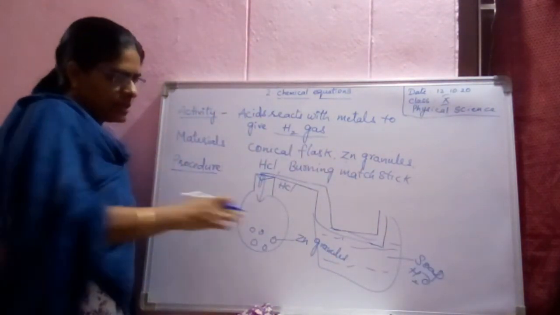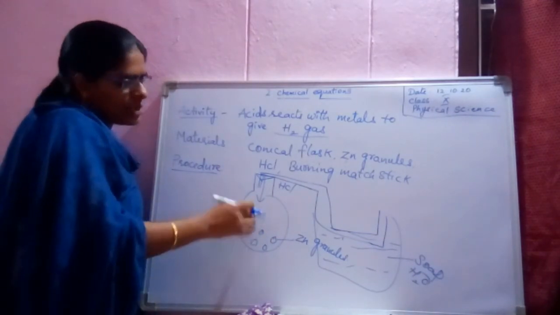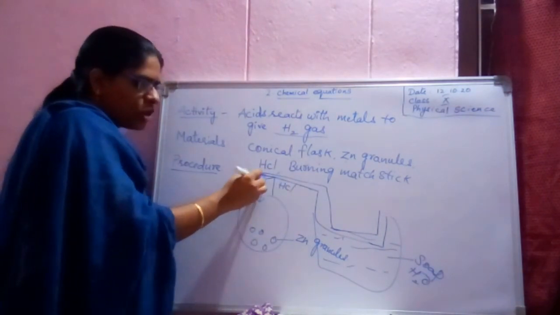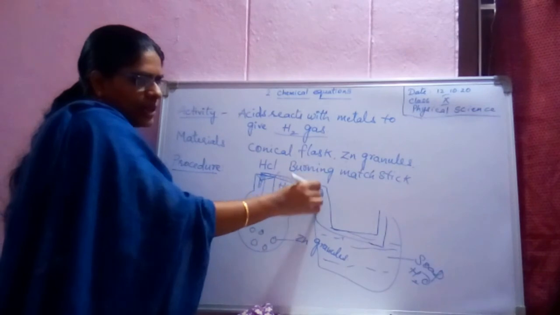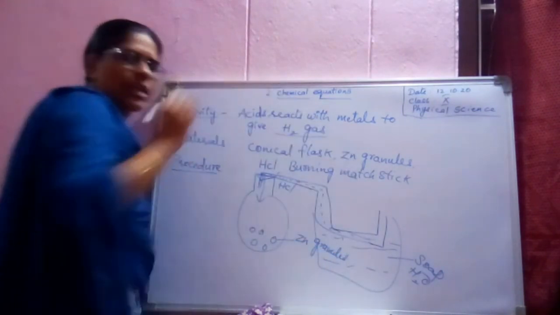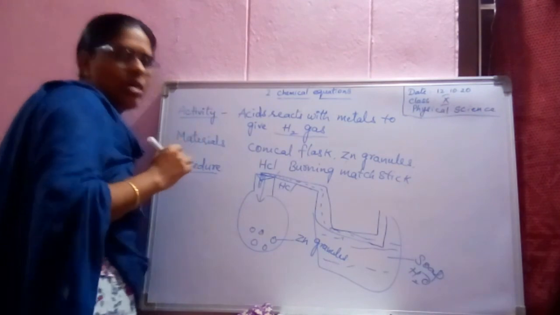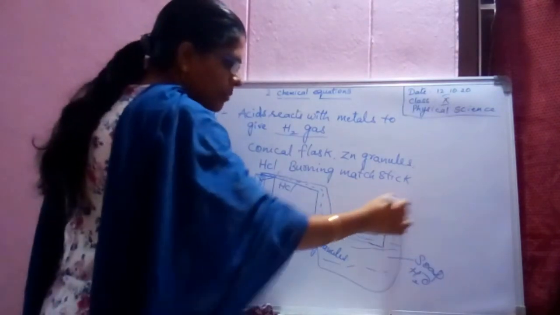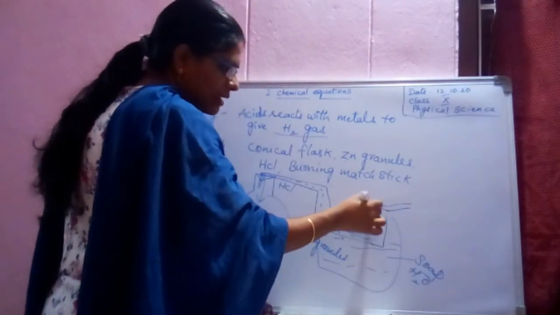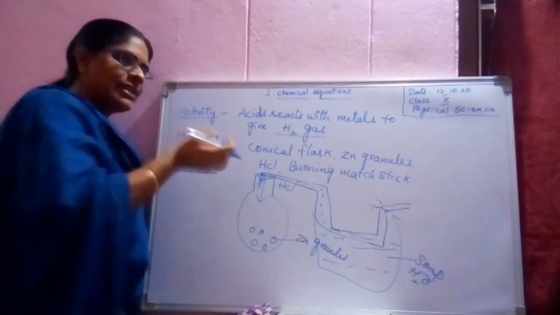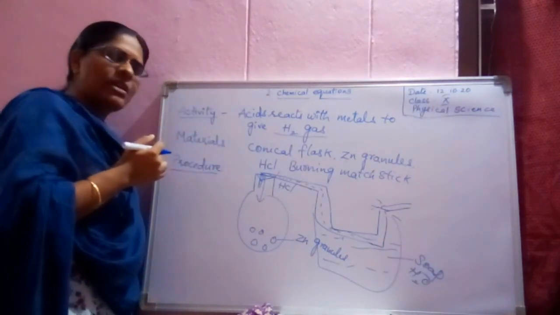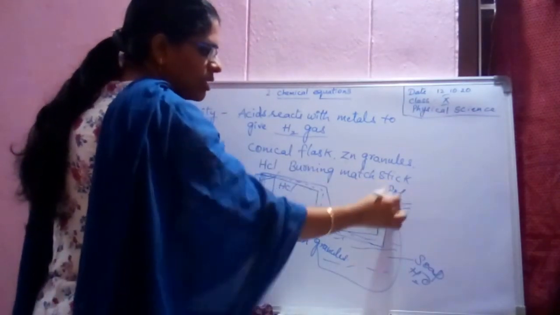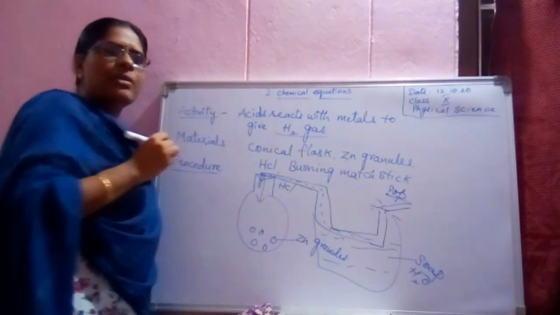Now here, the zinc granules, after reacting with hydrochloric acid, whatever gas is liberating comes out through the delivery tube. Now what you need to do, take a burning matchstick and place it near the other end of the delivery tube where the hydrogen gas is coming out. Then this matchstick will give you a pop sound.